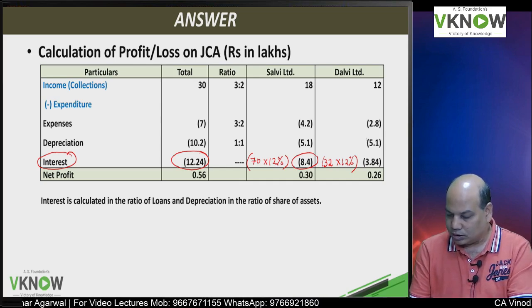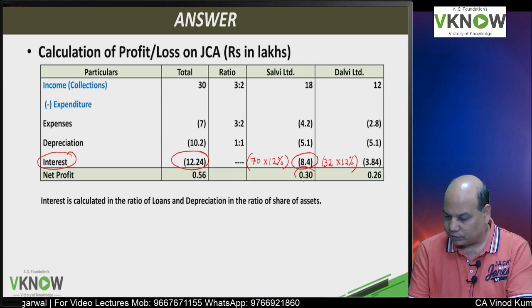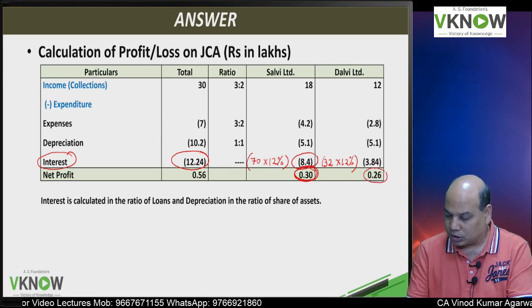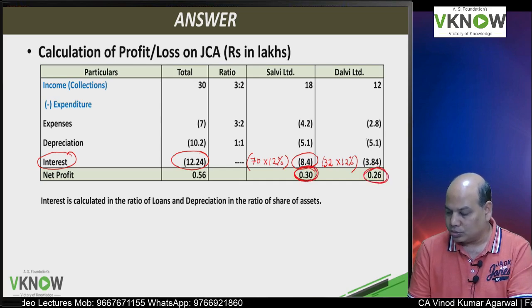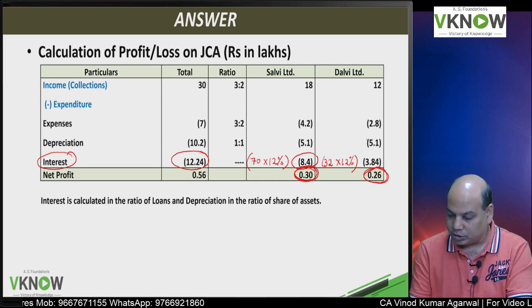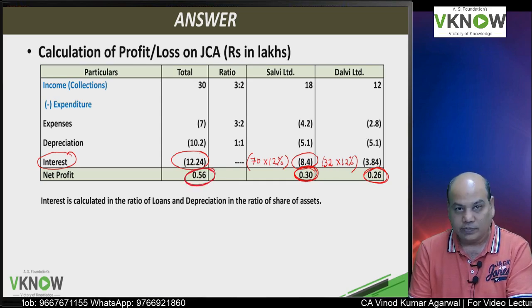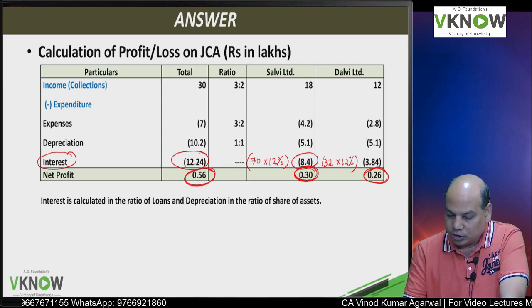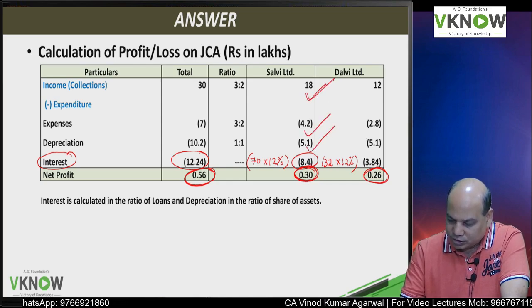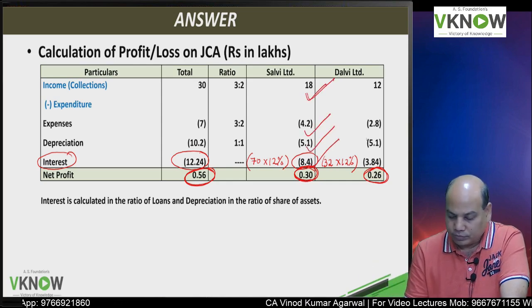So the total profit of Salvi comes to 0.30 and the total profit of Dalvi comes to 0.26. That is the net profit. 0.30 plus 0.26, total of the joint venture is 0.56. So each party is going to record his share in revenue, expense, depreciation, interest in his book.